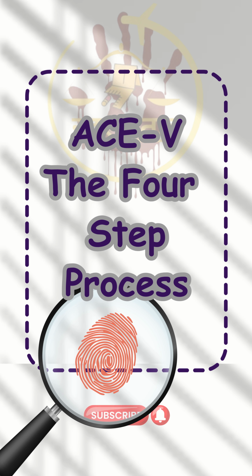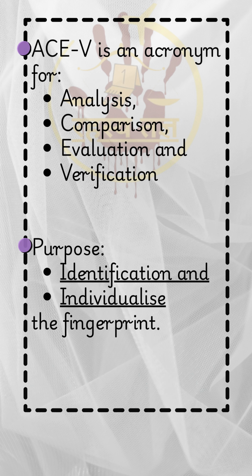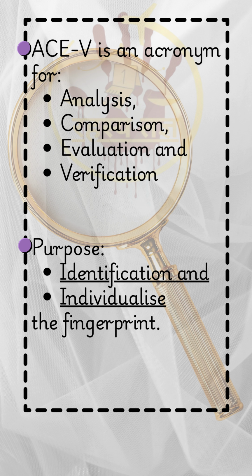In today's video, we'll be learning about the ACE-V process, which is used for identification and individualization of a fingerprint. This particular method was given by David Ashbaugh. ACE-V is the examination method described in the Scientific Working Group on Friction Ridge Analysis, Study and Technology document. ACE-V is an acronym for the four-step process, that is analysis, comparison, evaluation and verification, which is used to identify and individualize a fingerprint.